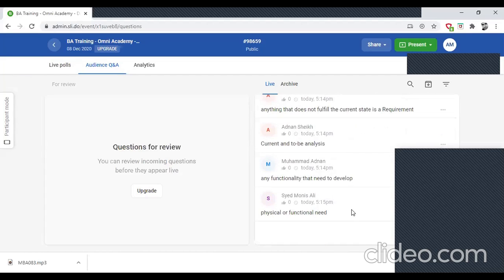All right. Adnan is saying any functionality. Monis Ali is saying physical or functional need. Monis, I want you to put some light on this. What do you mean by physical or functional need? I understand functional is the functional thing, but what is a physical need?